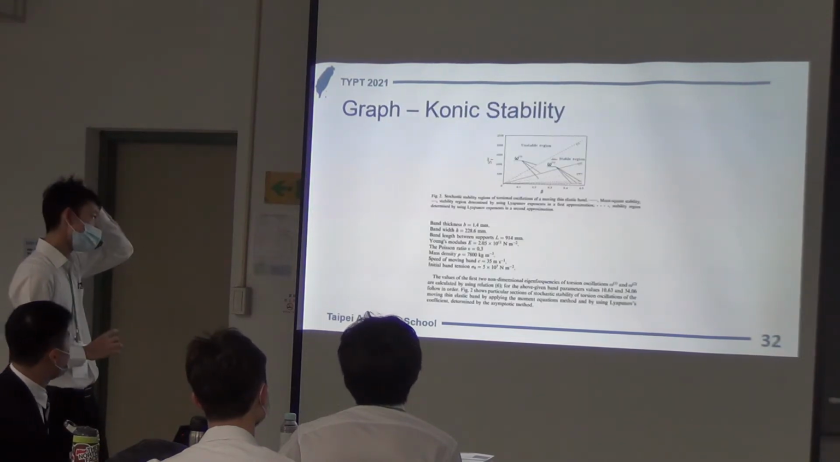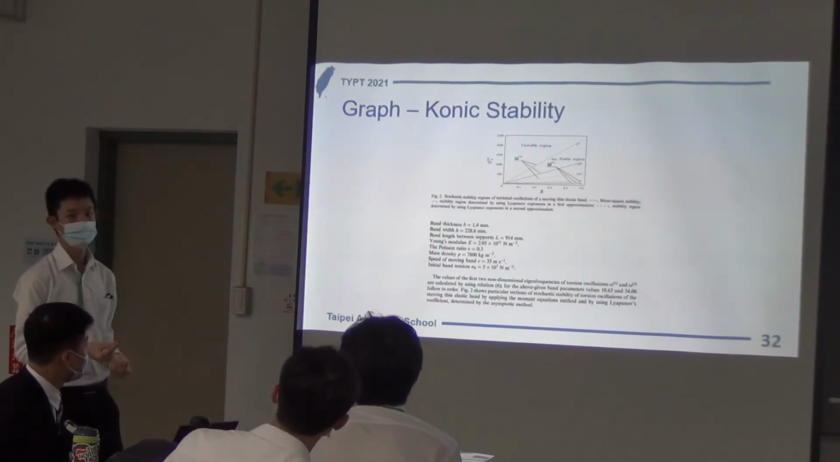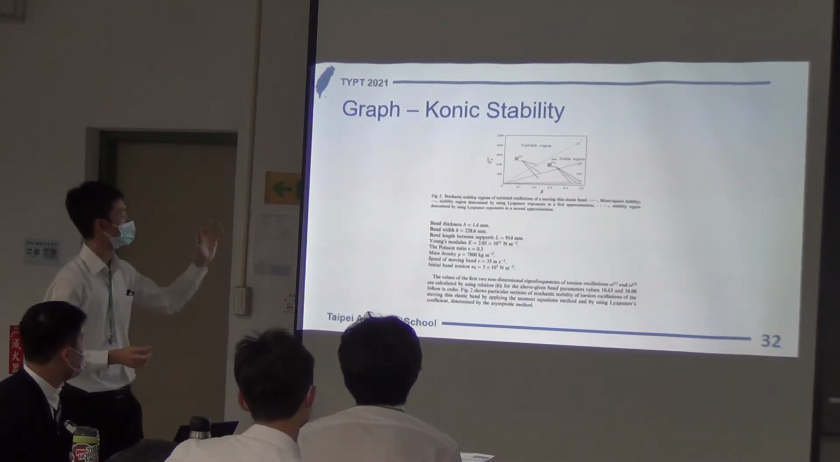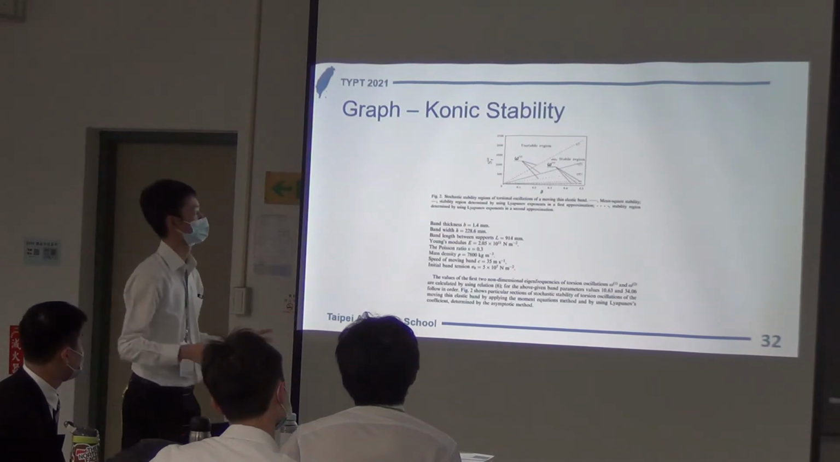Less than a week ago, I found an article describing stabilities of rubber bands that we think may be related to this. It is called conic stability. Basically, given some specific variables, we can find the stable regions and unstable regions.